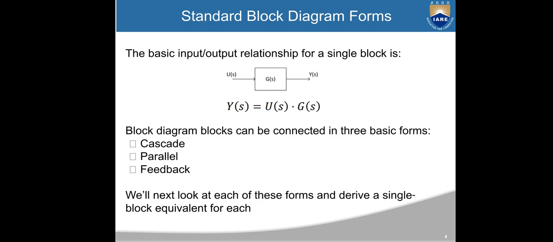Blocks in block diagrams can be connected in three basic forms: cascade, parallel, and feedback. These are the three basic forms in which block diagrams are connected. We will next look at each of these forms and derive a single block equivalent for each.